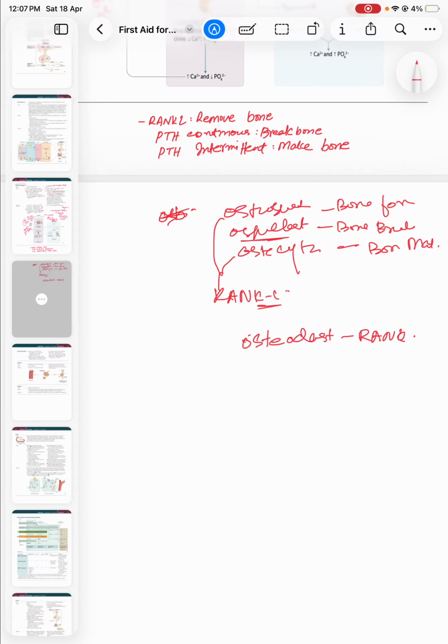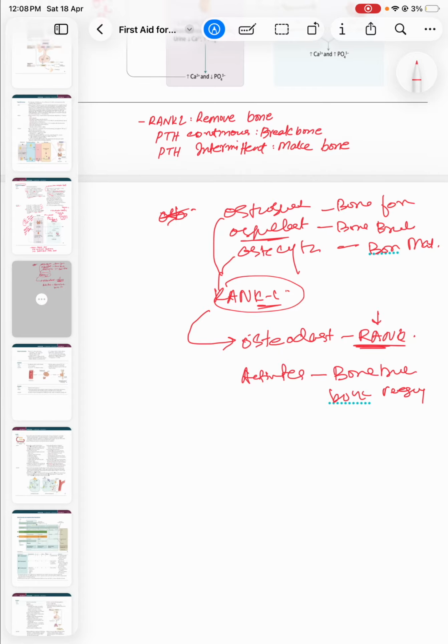Okay, whenever this RANKL from osteoblast and osteocyte comes and attaches to this RANK receptor on osteoclast, it leads to the bone breakdown. Whenever the RANKL attaches to RANK, it activates the osteoclast, and as a result, the bone breakdown or bone resorption occurs.